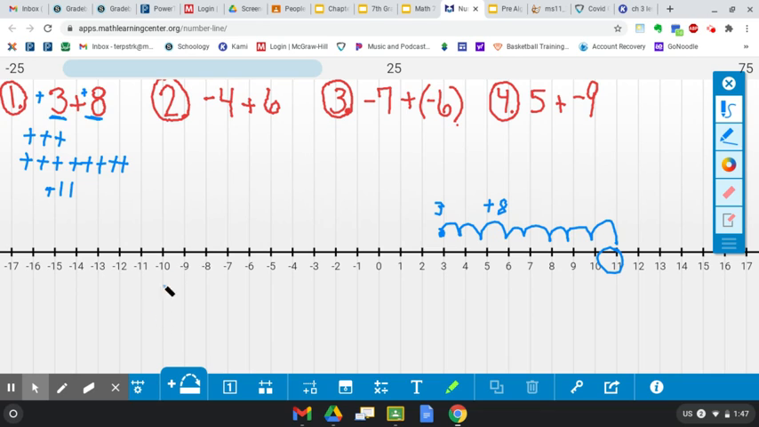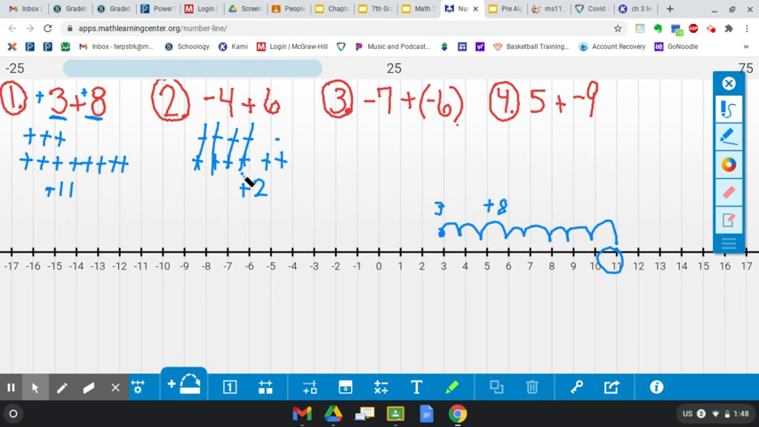So number 2, if we look at drawing it out, we have 4 negatives and 6 positives. These 2 would cancel, cancel, cancel, cancel. We're left with positive 2.